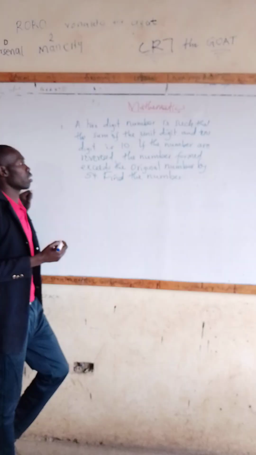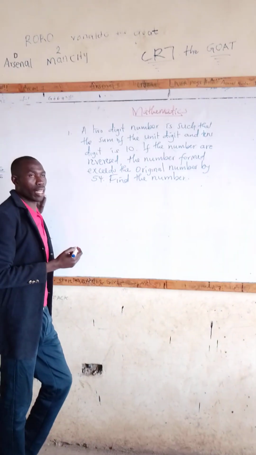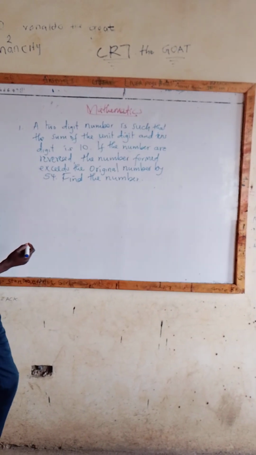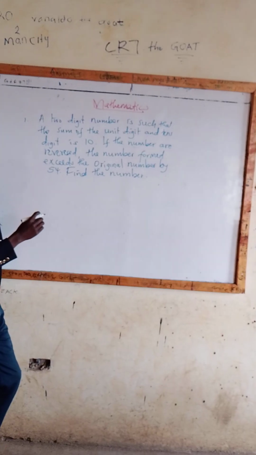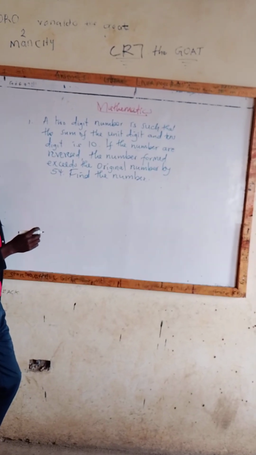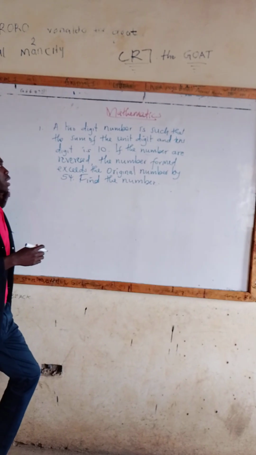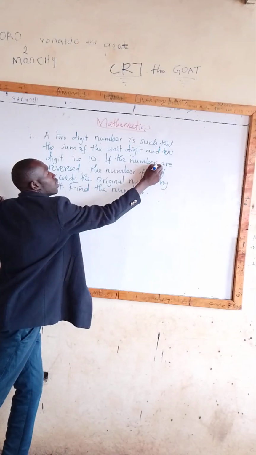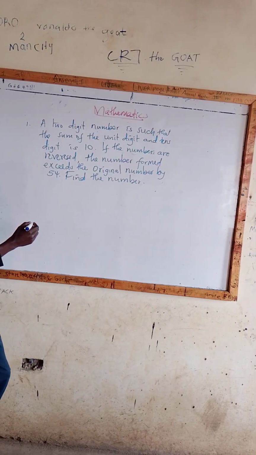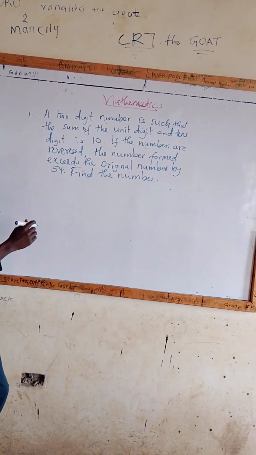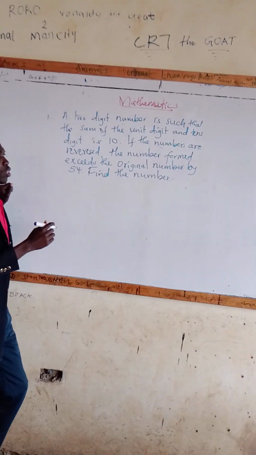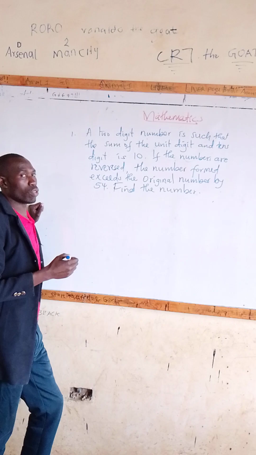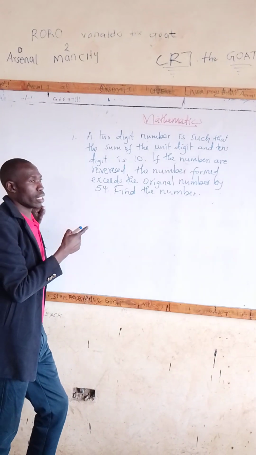This question comes under simultaneous equations mostly. It reads: a two-digit number is such that the sum of the unit digit and the tenth digit is 10. If the number is reversed, when the digits are reversed, then the number formed exceeds the original number by 54. Find the number. So you should find the number that we are talking about.